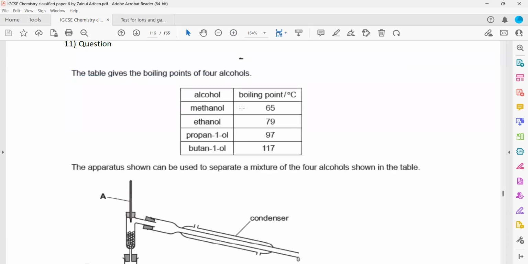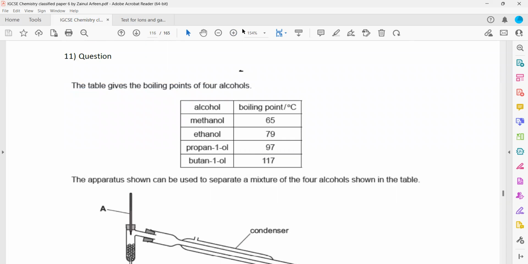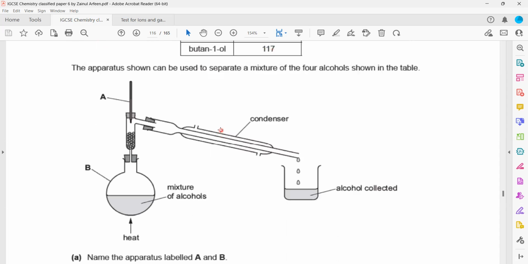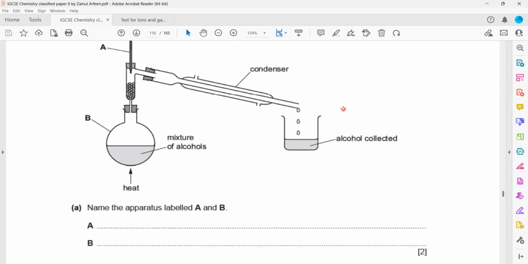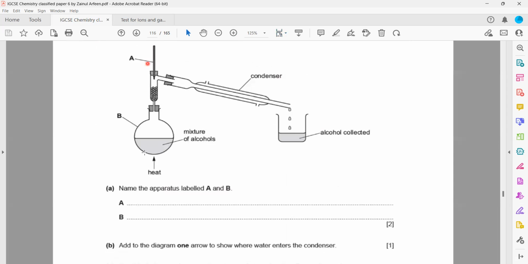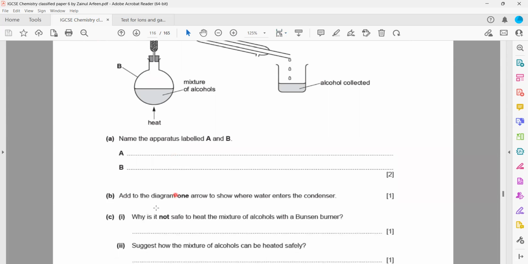Question 11. The table gives the boiling temperatures of different alcohols: methanol, ethanol, propanol, and butan-1-ol. Why 1-ol? It can be 2-ol as well if the OH is attached to the second carbon. The apparatus shown is used to separate the mixture. Name apparatus A and B. A is a thermometer, B is a round bottom flask.